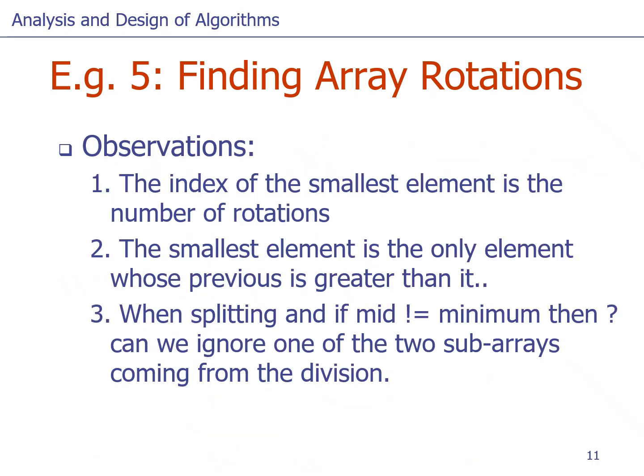So here are the observations again that I was just describing to you. The index of the smallest element is the number of rotations. The smallest element is the only element whose previous is greater than it. Okay? The third one: when splitting, if mid is not equal to the minimum, can we ignore one of the two sub-arrays coming from the division? Let's think about that. I'm going to leave it for you to think about it. Okay? Try to decide.